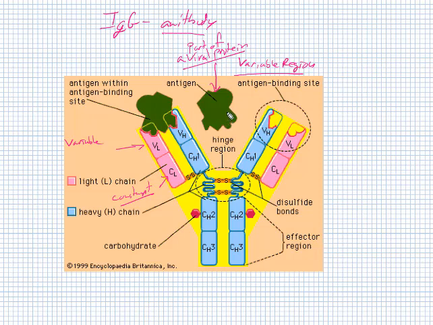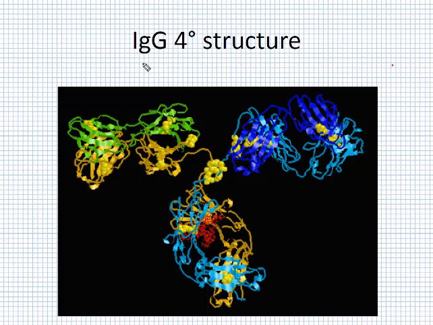So the next time your body is faced with this antigen, it already has that memory. It has a bunch of these that can bind to it. Before, we saw it in a schematic, and now we see the IgG in cartoon form, where you're seeing the ribbons of the beta sheets. It looks like there might be a bit of a coil of an alpha helix here. So this is where we get that Y shape.